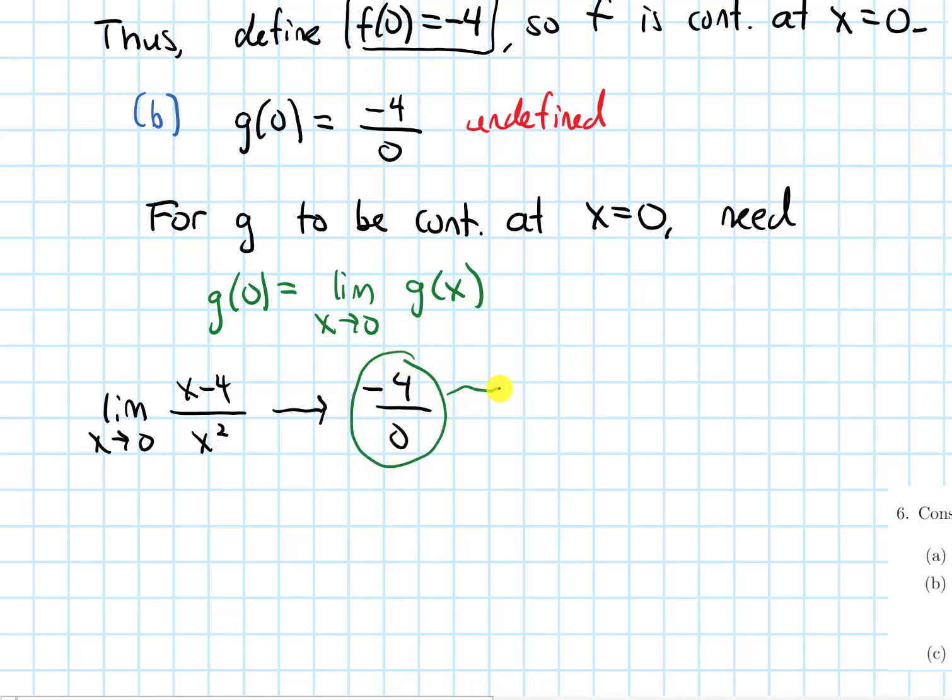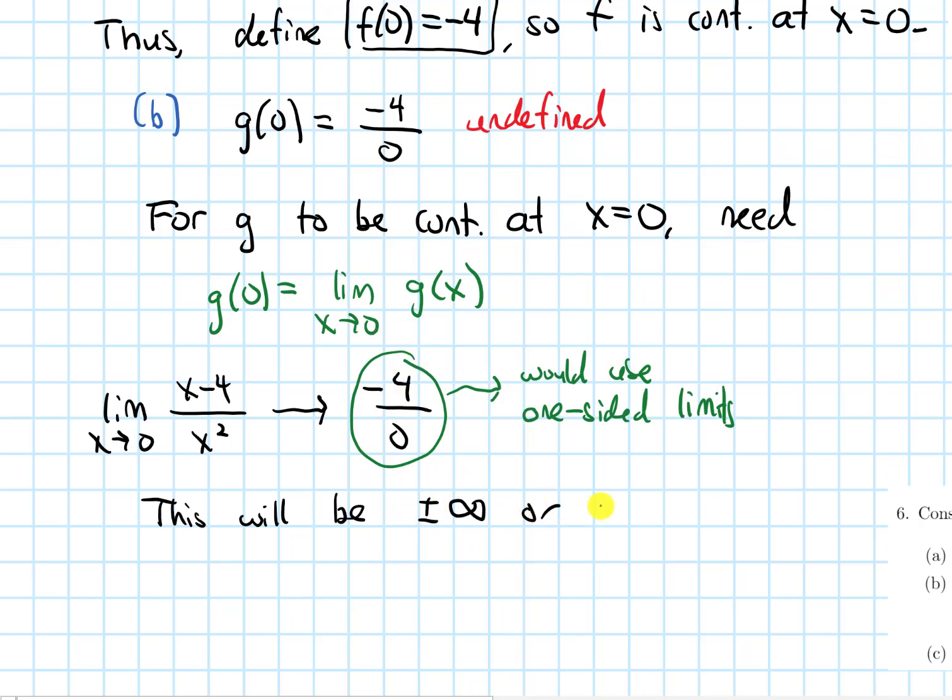Recall that our strategy for these is we would use one-sided limits for a non-zero on the top and a 0 on the bottom. And we've seen before that when we do that for a non-zero over a 0, this will be either positive or negative infinity. If from both sides it was positive infinity, it would be positive infinity. If from both sides it's negative infinity, then the whole thing is negative infinity. Or if it's different from the two sides, it would be d and e. Those are the only possibilities.